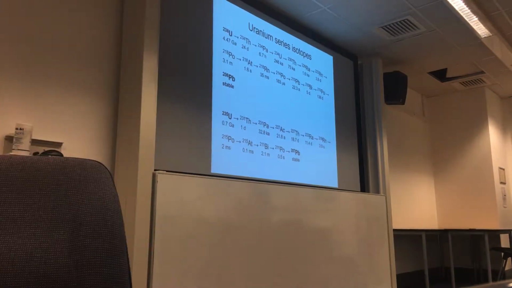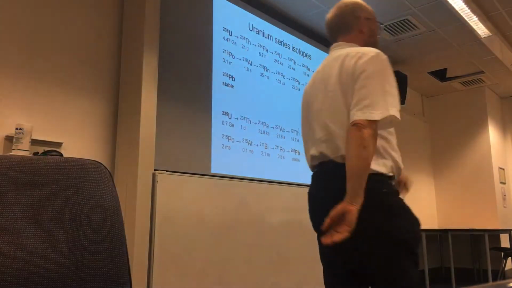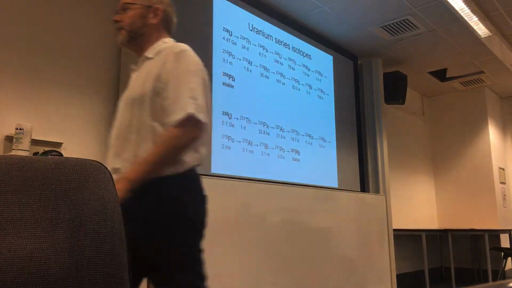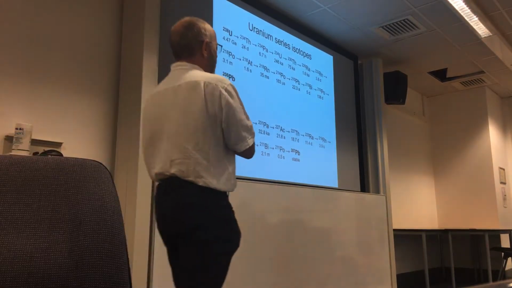Right, so now I'm going to look a little bit more at the uranium series isotopes. I mentioned that in the first lecture. They were put up in that table of other isotopes, with uranium and thorium there as well. But they differ a little bit from other isotope systems.